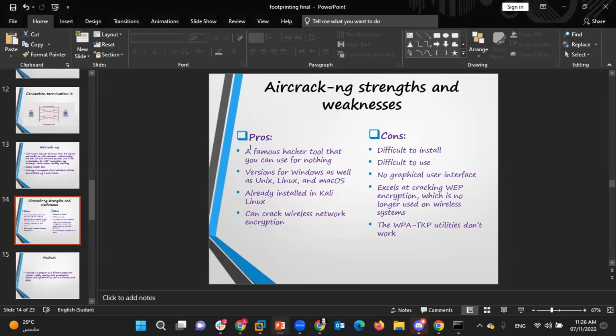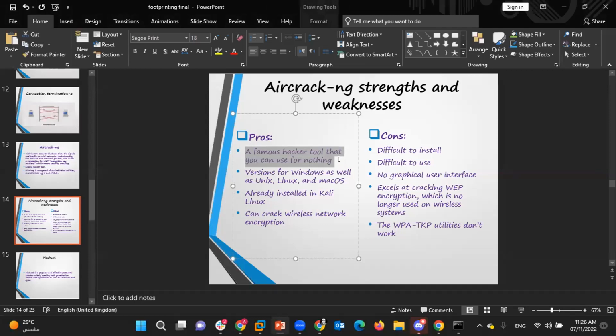So one of the pros of aircrack is that it is a famous and well-known hacking tool. We have a version for all operating systems. That's an advantage. It's already installed in Kali Linux, so there's no need to install it again. It can crack wireless network encryption.